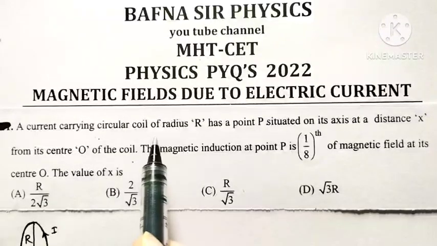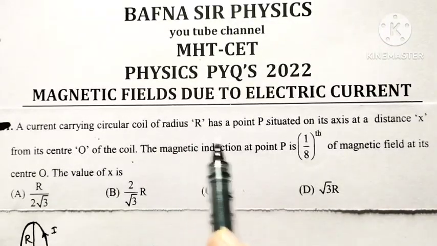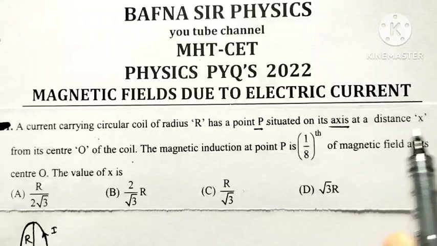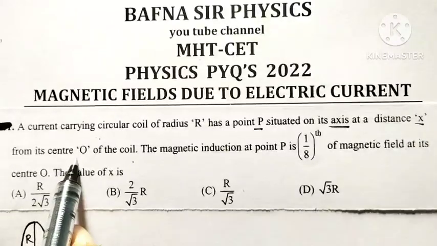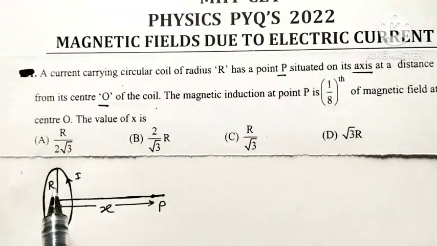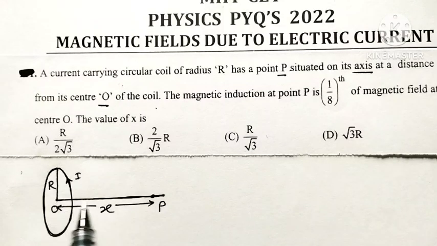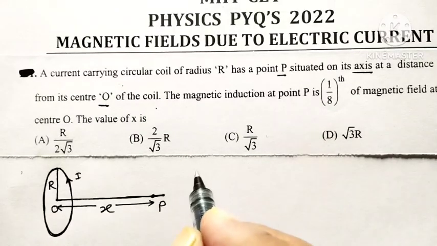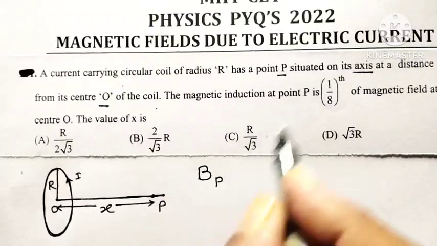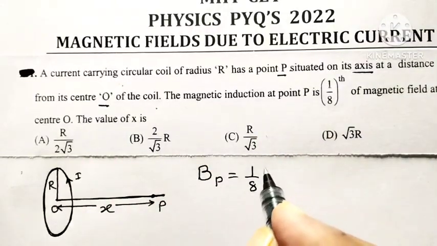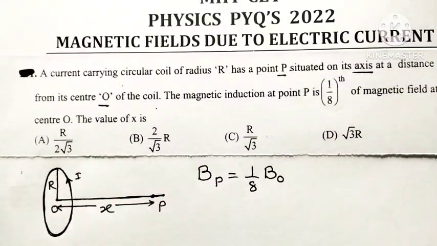A current carrying circular coil of radius capital R has a point P situated on its axis. P is a point on its axis at a distance x from its center O of the coil. So here we are having a circular coil of radius R, O is its center and P is a point at a distance x from its center along its axis. Now the magnetic induction at point P is 1/8 of the magnetic induction at the center O of the coil.